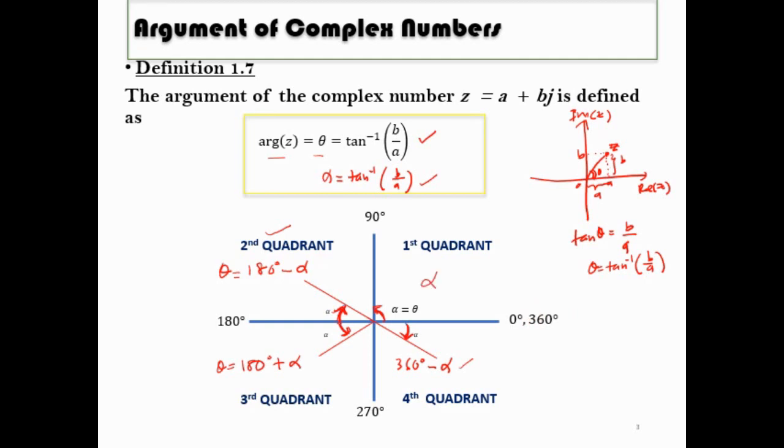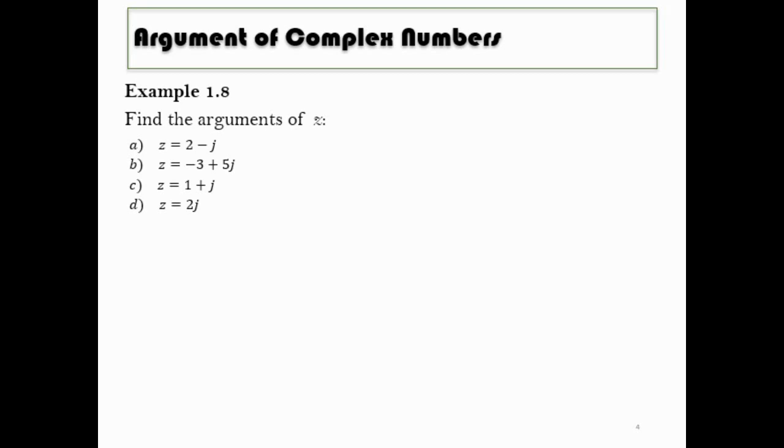Okay, so alpha equal to theta. Find the argument of sine. So first of all, you need to know where is the point located, or the location of the complex number. For example, A, can you guess where is it? It's 2 positive and it's negative. So it's on the fourth quadrant.